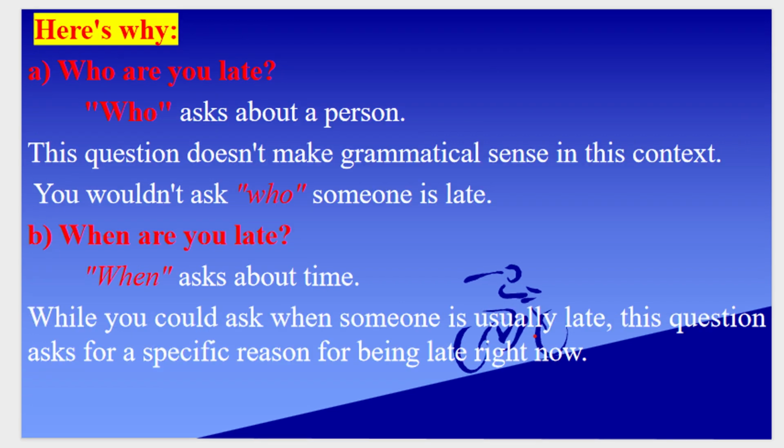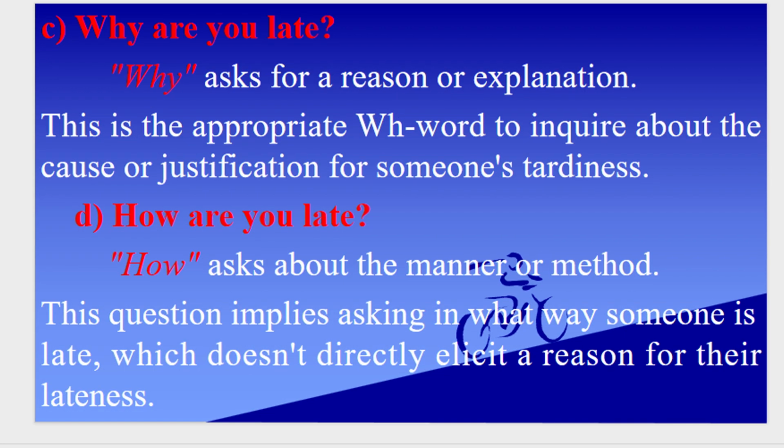Here's why. A. Who are you late? Who asks about a person. This question doesn't make grammatical sense in this context. You wouldn't ask who someone is late. B. When are you late? When asks about time. While you could ask when someone is usually late, this question asks for a specific reason for being late right now. C. Why are you late? Why asks for a reason or explanation. This is the appropriate WH word to inquire about the cause or justification for someone's tardiness. D. How are you late? How asks about the manner or method. This question implies asking in what way someone is late, which doesn't directly elicit a reason for their lateness.